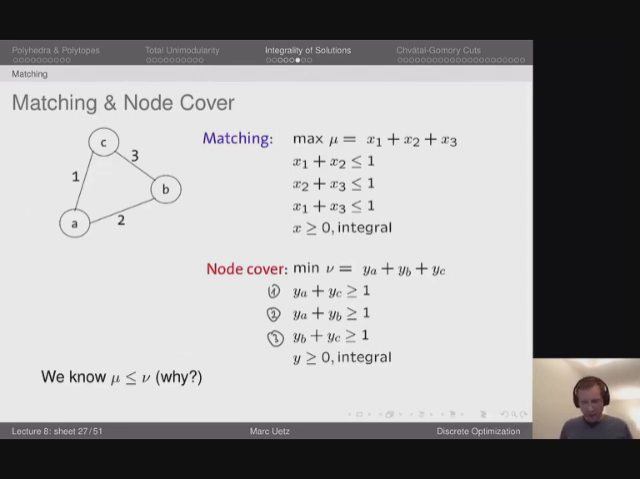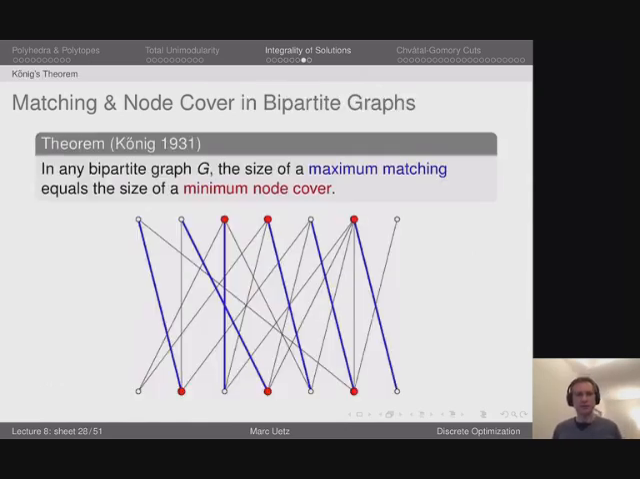Now, the interesting thing happens if we consider this whole situation for bipartite graphs, where we actually know that for both problems, we can drop the integrality constraints because the constraint matrix will be totally unimodular. And then we get a very well-known and classic theorem by Koenig, which says exactly that the size of a maximum matching in a bipartite graph equals the size of a minimum node cover in the graph.